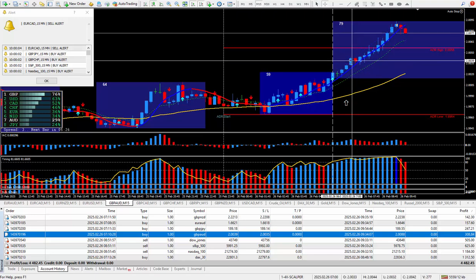So I took the trade at this cursor right here, and I got out again. Perfect timing.